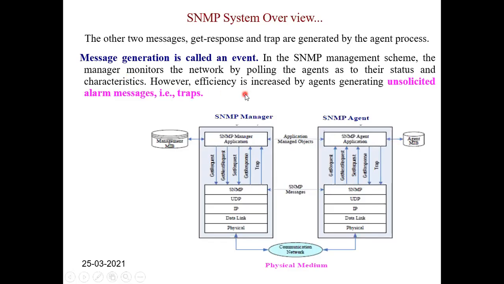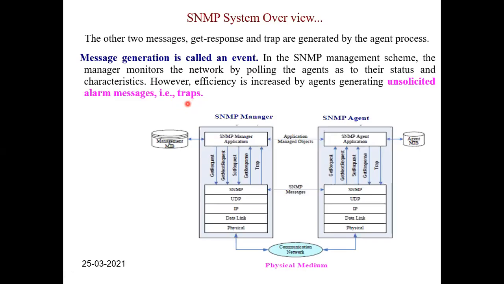Now, I can increase the efficiency of management by involving the agent in the management process. How can I do it? It is by means of an unsolicited alarm message. I am using this word many times. Unsolicited means nobody asked for it, I am giving it on my own. The manager has not asked for any message or data, but the agent is sending some alarm or notification to the manager: something has happened, you need to take action.